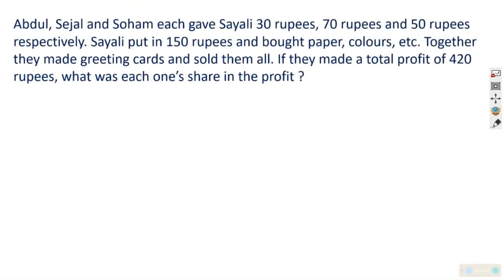Abdul, Sejal, Soham each gave Sai Ali 30 rupees, 70 rupees, 50 rupees respectively. These three gave money to Sai Ali. The children's amounts are 30 rupees, 70 rupees, 50 rupees. Sai Ali put in 150 rupees and bought paper, color, etc. Together they made a greeting card and sold them all. Oh, they are doing a small business. If they made a total profit of 420 rupees, what was each one's share in the profit?